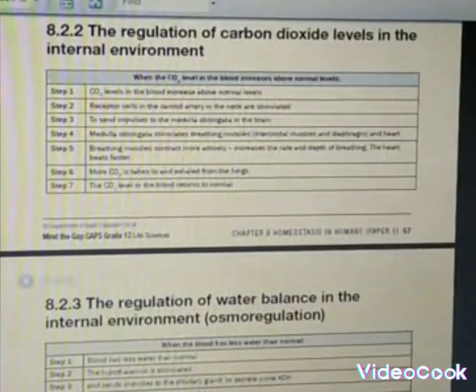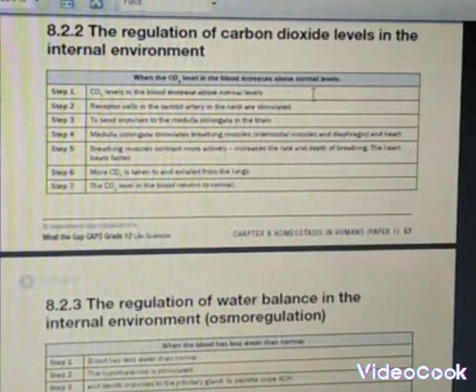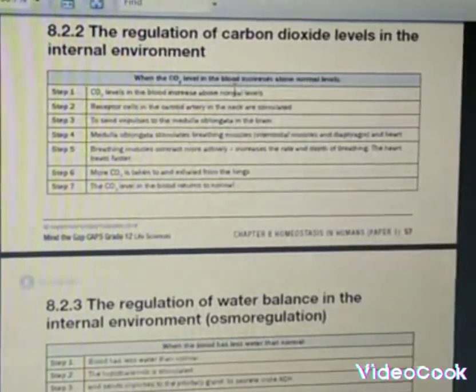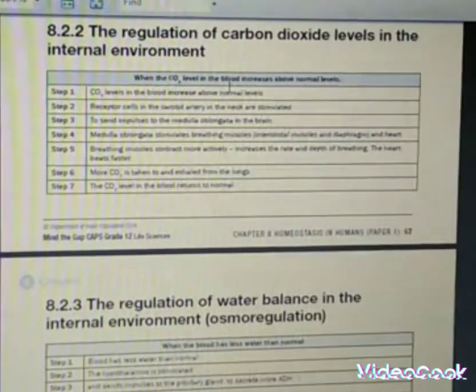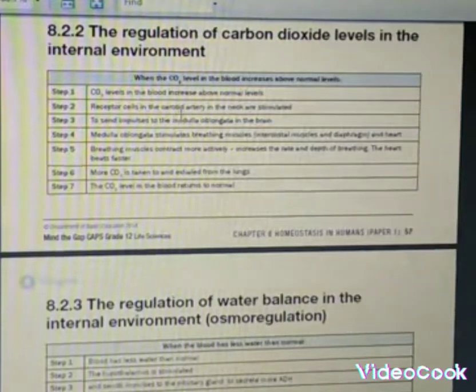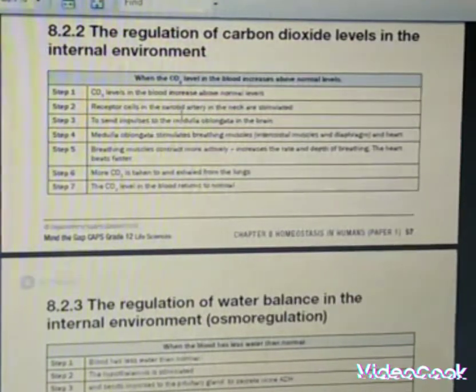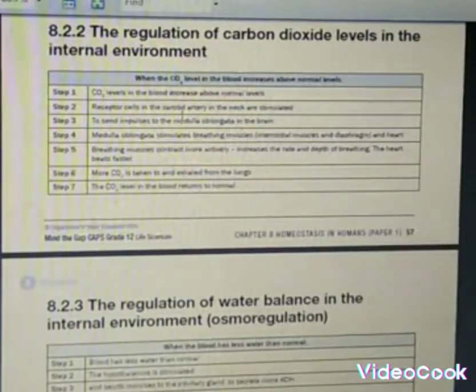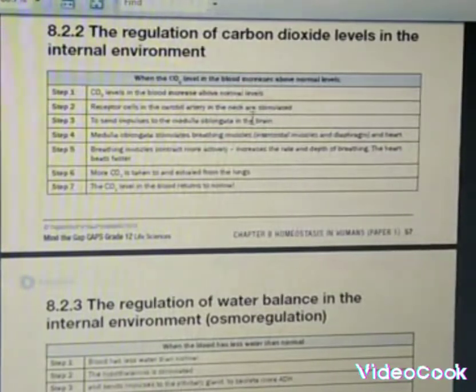We are continuing with our topic of homeostasis, and today we are looking at the regulation of carbon dioxide levels in the internal environment. Remember, we breathe in oxygen and we breathe out carbon dioxide, but we don't control our breathing. It's not a voluntary thing. I don't tell myself to breathe faster or breathe slower. So what controls that, so that I don't have a higher concentration of carbon dioxide in my blood? Remember, carbon dioxide is the waste product, right?